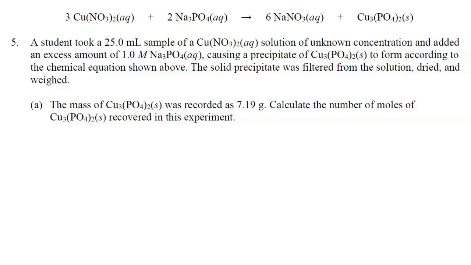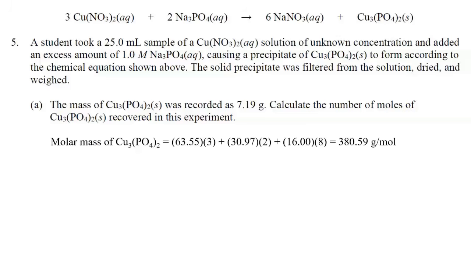Part A. The mass of the copper phosphate was recorded as 7.19 grams. Calculate the number of moles of copper phosphate recovered in this experiment. All we have to do is go from grams to moles, but it does require the use of the periodic table to figure out the molar mass of this copper phosphate compound. That's going to be 3 times the atomic mass of copper plus 2 times the atomic mass of phosphorus plus 8 times the atomic mass of oxygen.